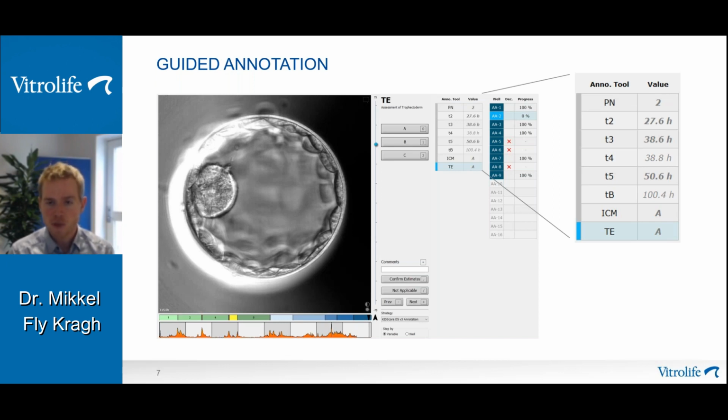In this case, some of the predictions are marked with bold. This means that the AI is more confident about these predictions than the others. For instance, we see that the AI is confident about giving both the inner cell mass and the trophectoderm the score A, whereas it's a bit more uncertain about the timing of T4 and TB in this case.